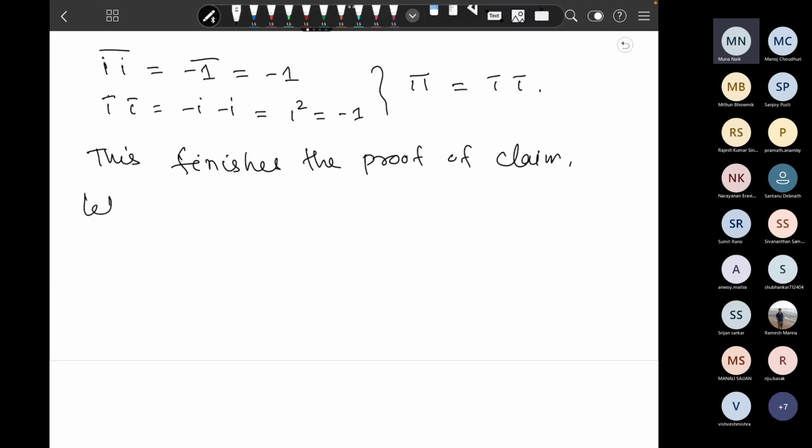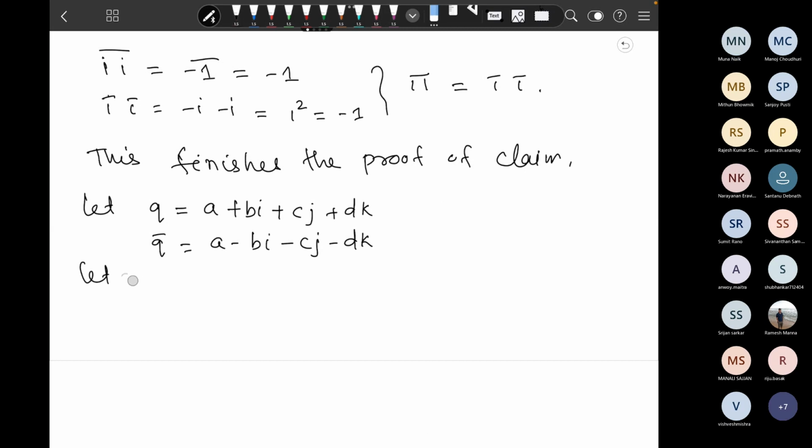So let us see. Let Q be equal to, say, A plus BI plus CJ plus DK. So what is Q bar? This Q bar is equal to A minus BI minus CJ minus DK. Now let R be equal to A prime plus B prime I plus C prime J plus D prime K.